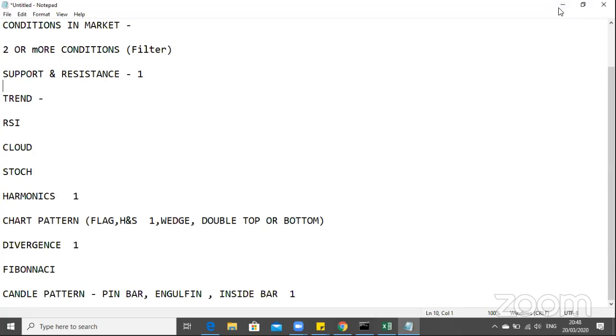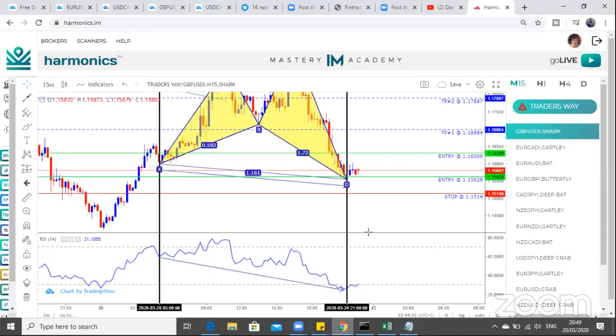Please, where do you do your divergence? Since RSI did not show divergence, no, there's no divergence here now. There's no divergence here. Are you guys enjoying this class?